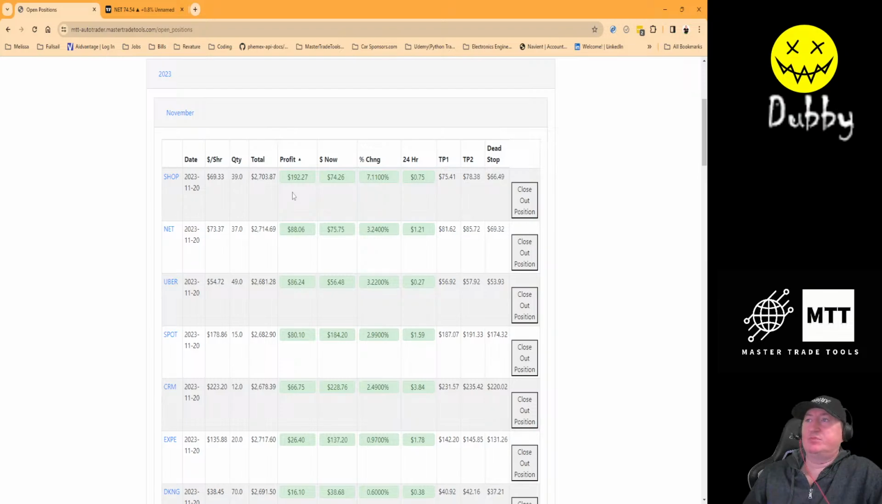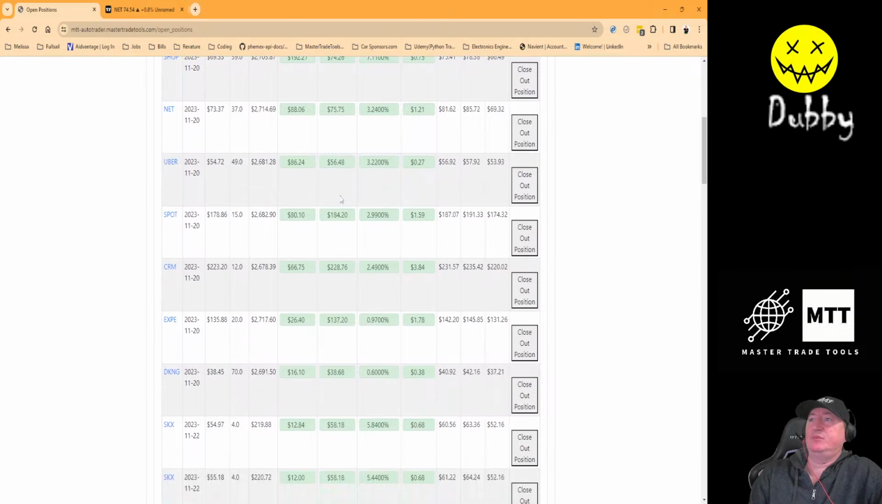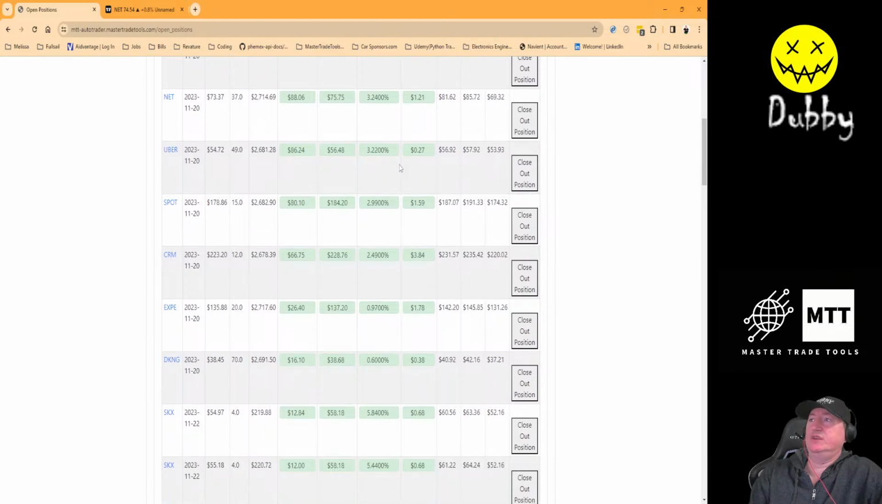we're sitting at $192.27 in unrealized profit. It looks like we're about $1.20 away from hitting our take profit point on that one. And then we've got Net that's at $80, and that one is still about $5 away from its take profit point. Uber, $86.24. I think that might be one that's actually going to close out today, depending on how they start out at the market open.